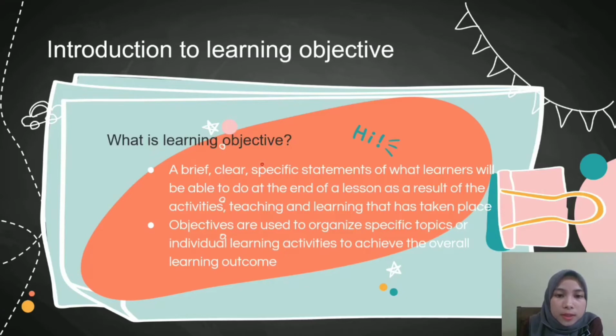So as we can see in the slide, a learning objective is a brief, clear, specific statement of what learners will be able to do at the end of a lesson as a result of the activities, teaching and learning that has taken place. Objectives are used to organize specific topics or individual learning activities to achieve the overall learning outcome. So, the content in the lesson should be guided truly by the learning objective.